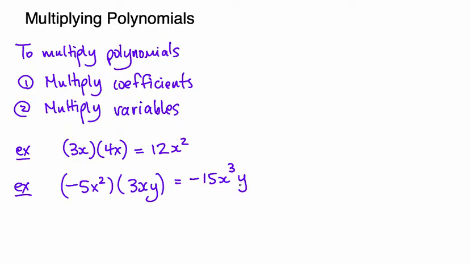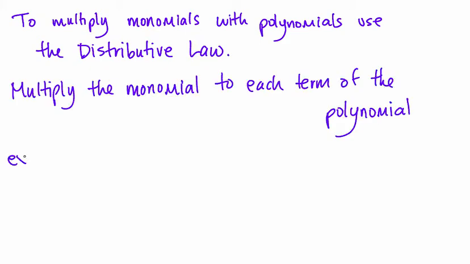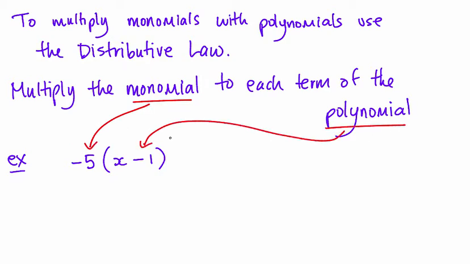Now, to multiply monomials times polynomials, we have to remember to use the distributive law. The distributive law is basically multiplying the monomial that is in front of some brackets to each term of the polynomial which is inside the brackets. As an example, if I had a monomial, and I'll just start with an easy one like negative 5, and then I multiply by a polynomial, and I'll just use the binomial x minus 1, then I'm going to multiply this monomial to each term of this polynomial.